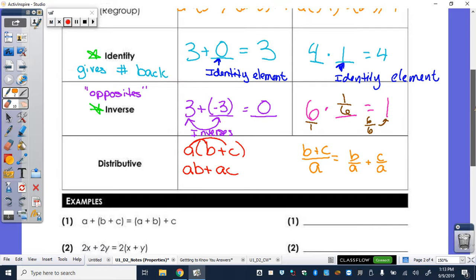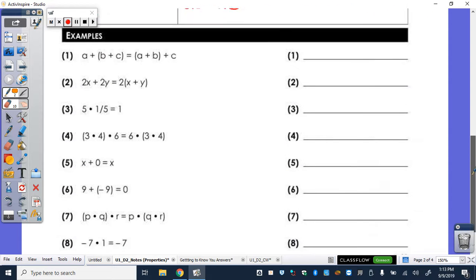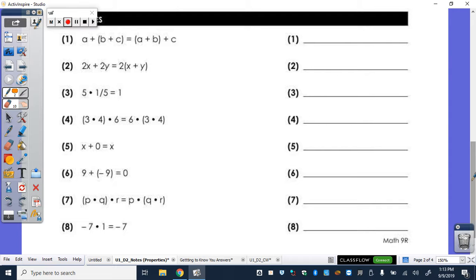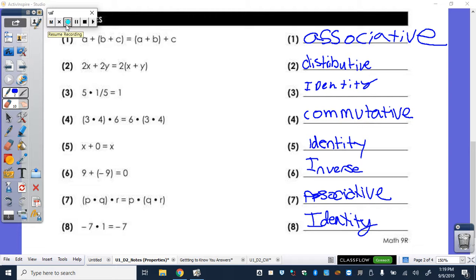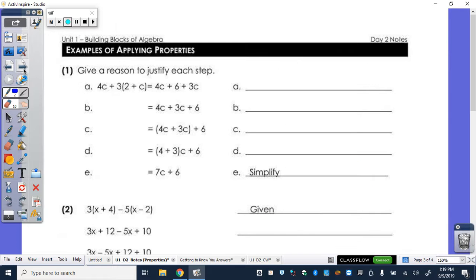So what I want you to do is take a couple minutes, fill in which property is being demonstrated on the left. Fill it in on the right. All right, you guys got those all right. Question? All right, we got 2 more problems to do on the next page. Wow. Tell me how you really feel.